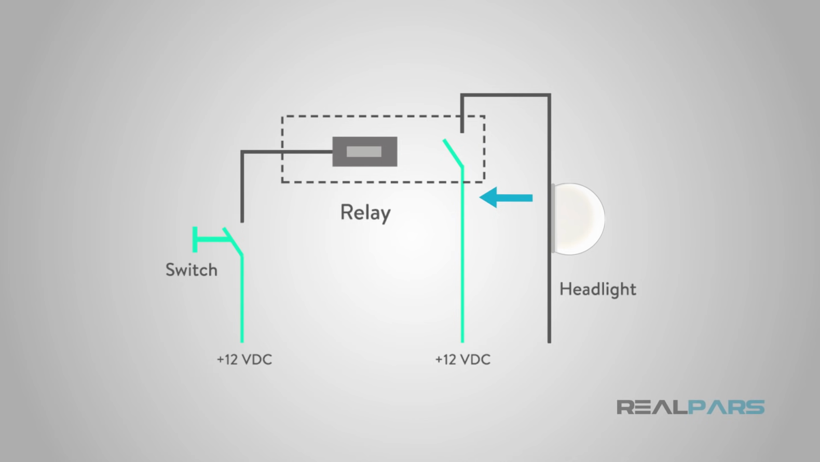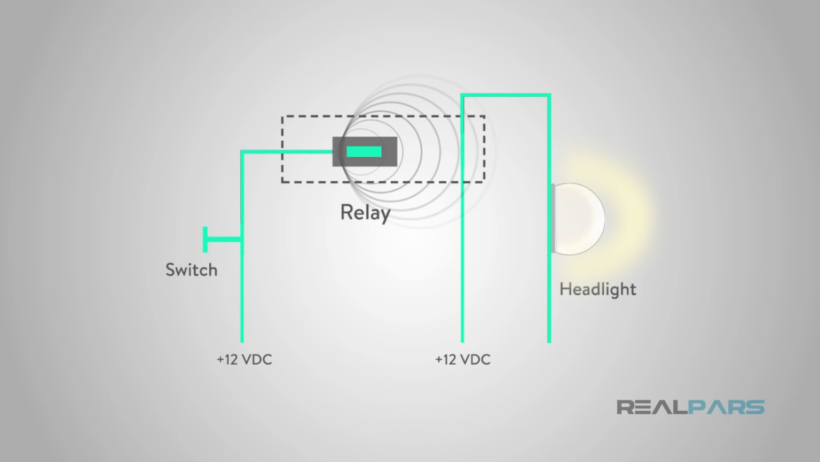The input contact will have 12 volts connected to it. The output contact will have a wire connected from it to the headlights. Therefore, once the coil is energized on the relay via the light switch, voltage will pass from the input contact to the output contact and turn the lights on.